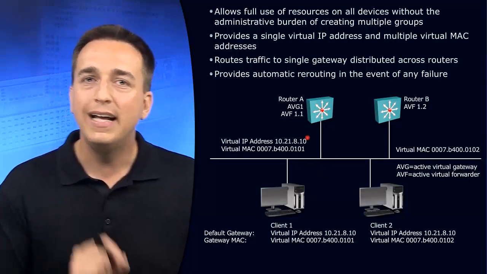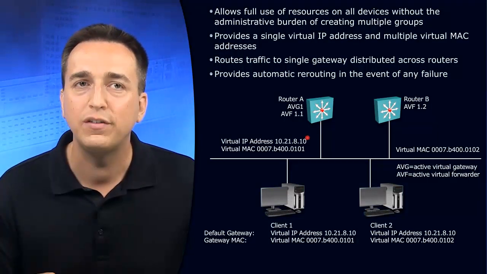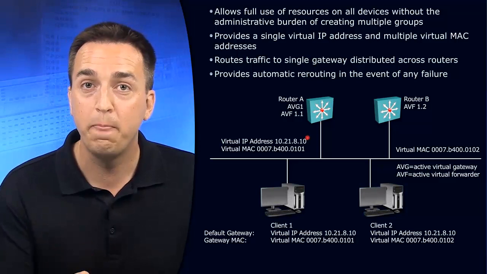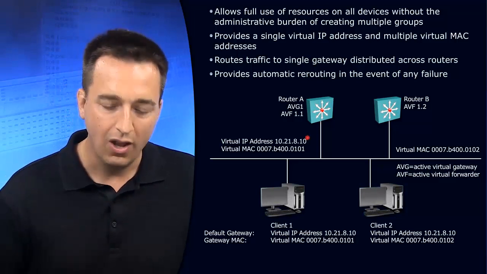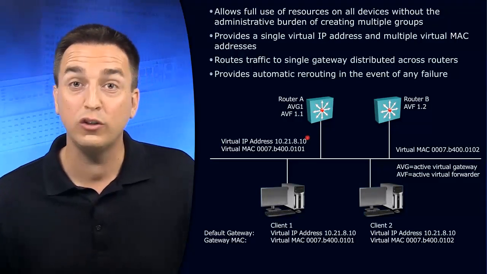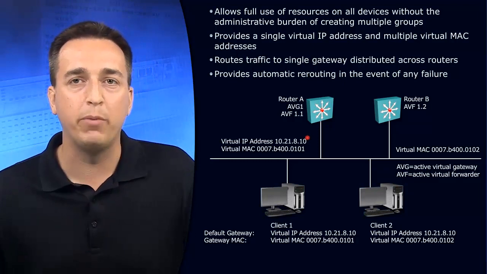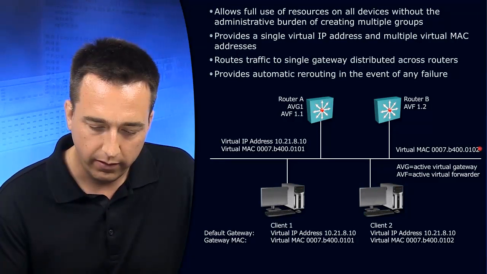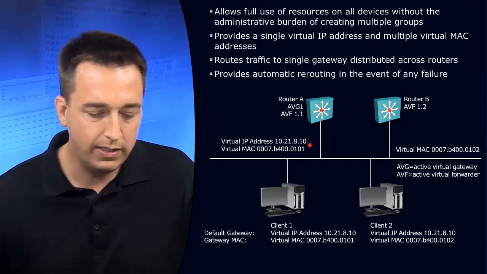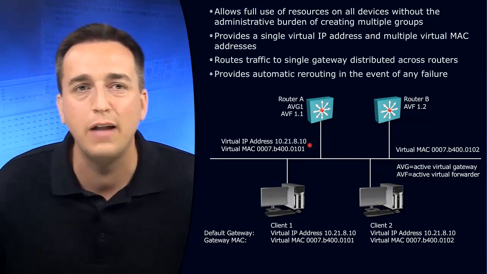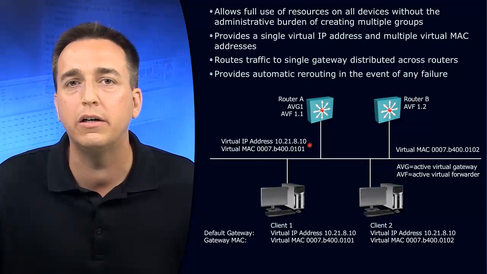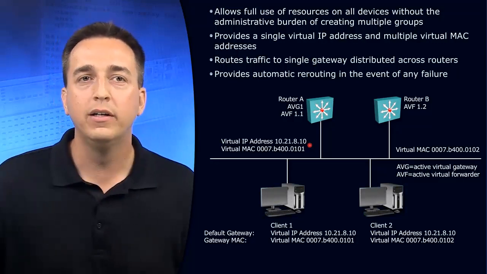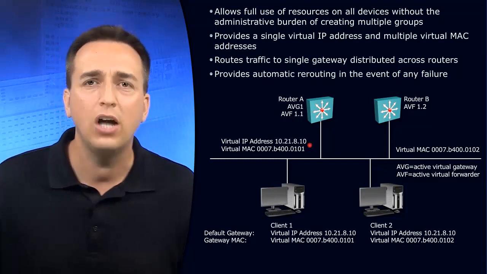But notice each of these AVFs are going to receive a completely different virtual MAC address. Well, it's not completely different. There's really only one number that is different, and that is the number at the very end. You see that? 0007.B400. That is the GLBP well-known virtual MAC address. Well, the start of it anyways.